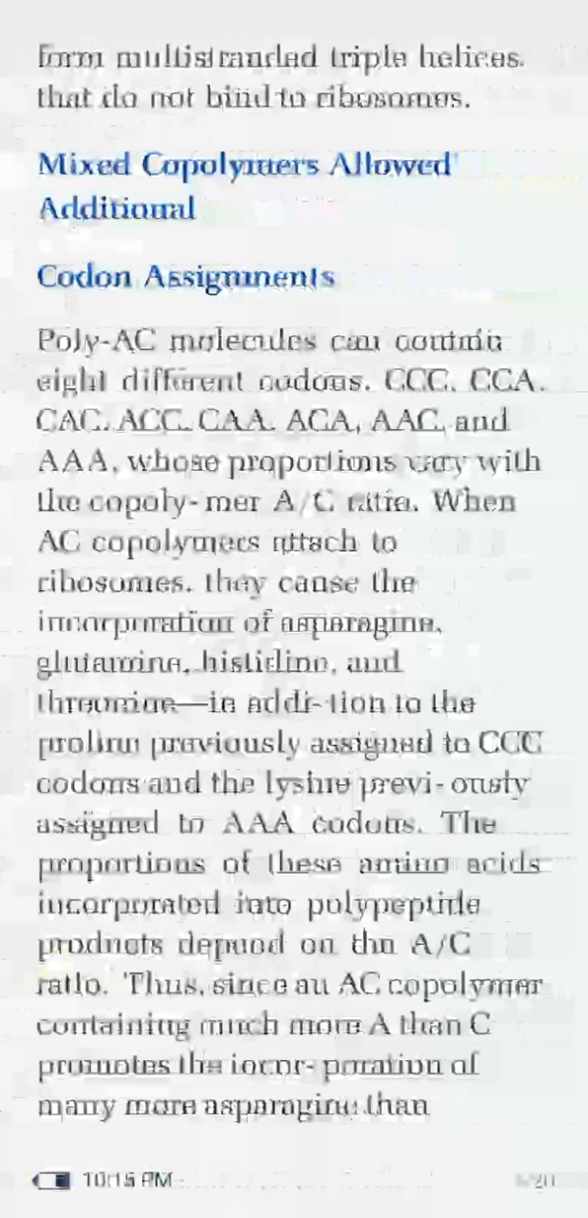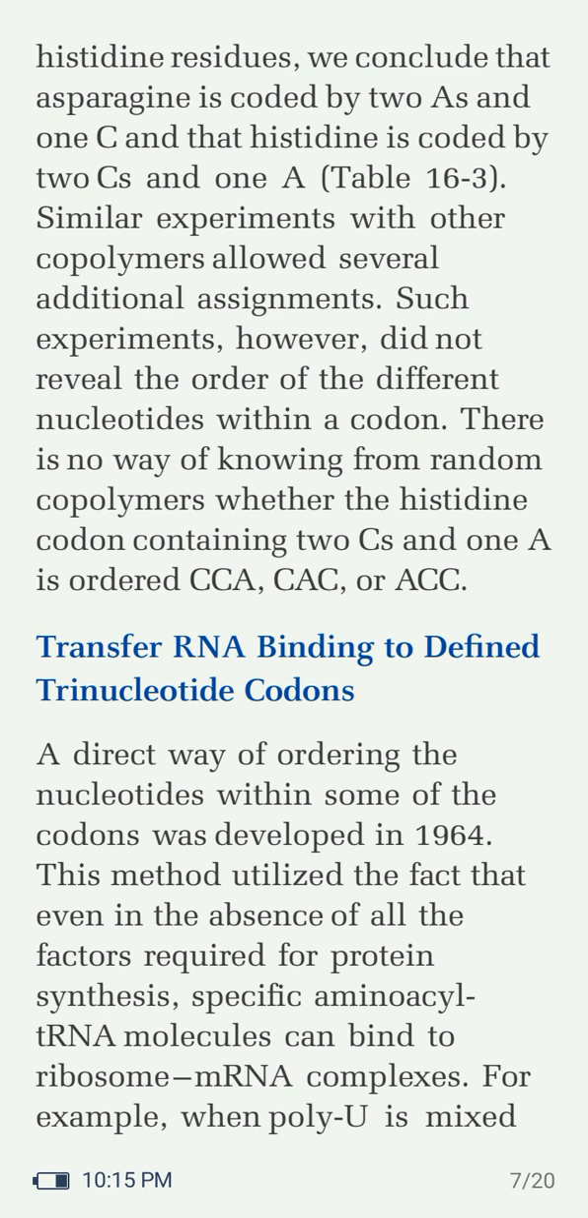Since an AC copolymer containing much more A than C promotes the incorporation of many more asparagine than histidine residues, we conclude that asparagine is coded by 2 As and 1 C, and that histidine is coded by 2 Cs and 1 A. Similar experiments with other copolymers allowed several additional assignments. Such experiments, however, did not reveal the order of the different nucleotides within a codon. There is no way of knowing from random copolymers whether the histidine codon containing 2 Cs and 1 A is ordered CCA, CAC, or ACC.